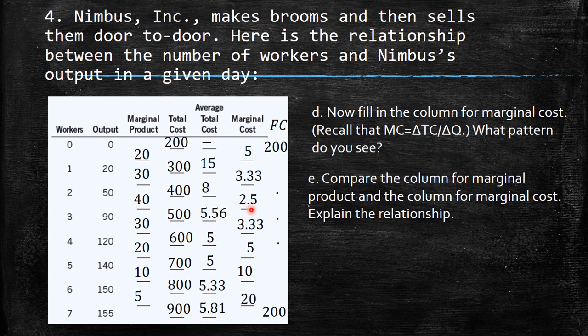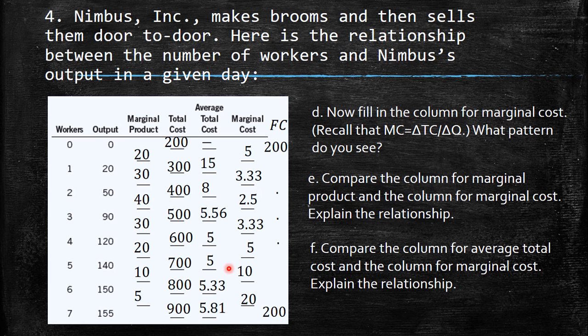Why? If your next exam is going to be worse than your average, the average is going to decrease. If your next exam is going to be higher than your average, the average is going to increase. And then compare the column for average total cost and the column for marginal cost. Explain the relationship. This is what we already did, with the average total cost.